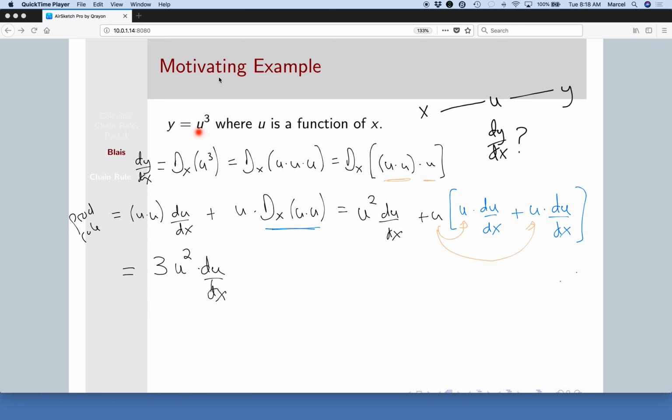Notice y equals u cubed. When we have 3u squared, it looks an awful lot like we did power rule on that. And that actually turns out to be exactly right. What we have here is the derivative of the dependent variable with respect to the intermediate variable. That's our dy du term. That's this. Then we have du dx.